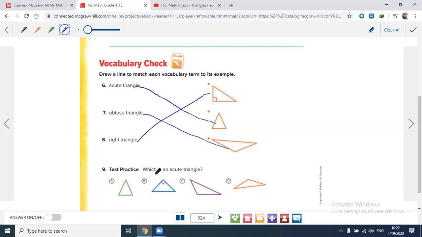Okay, here, which is an acute triangle from these triangles? A, B, C, or D? Which is acute? A. Yes, wonderful. Excellent, Muhammad. Thank you, my friend, for your participation. And we have finished our lesson now. Does anyone have a question? Any more questions?